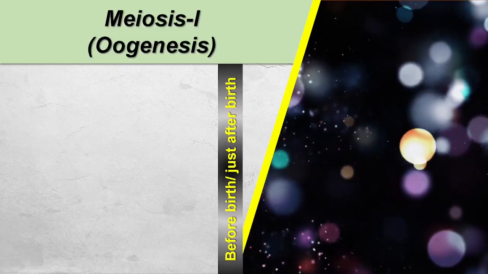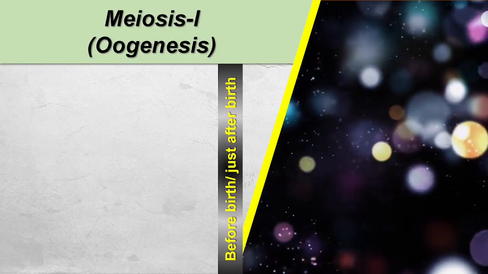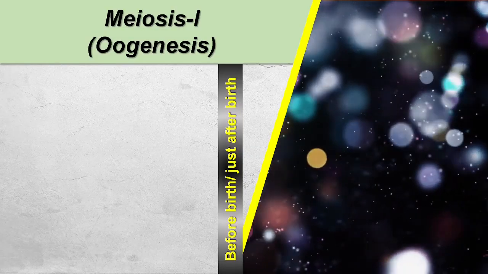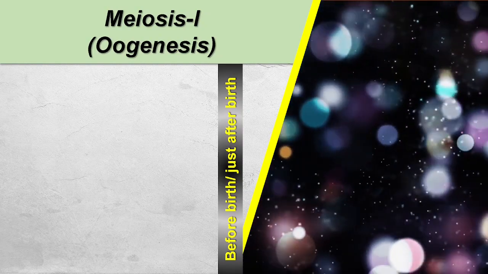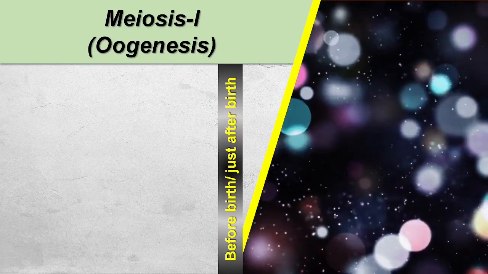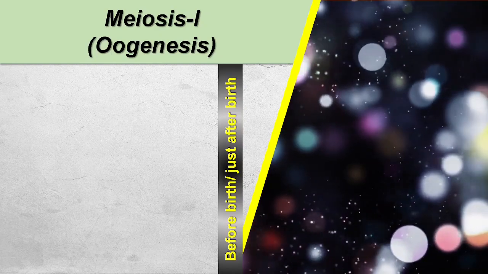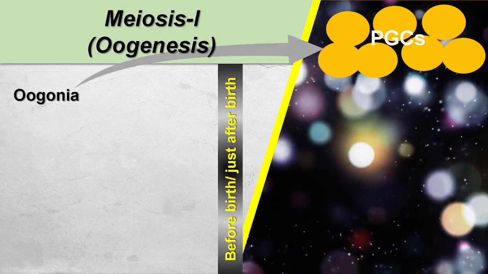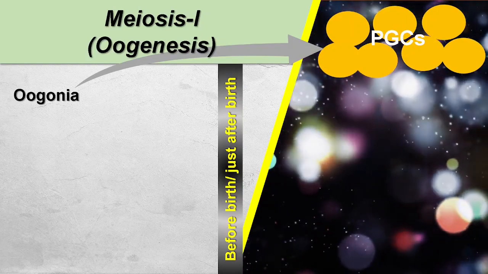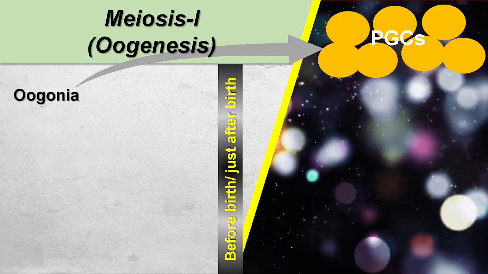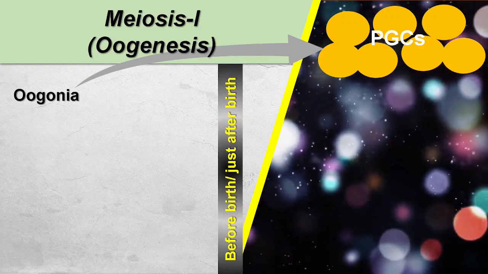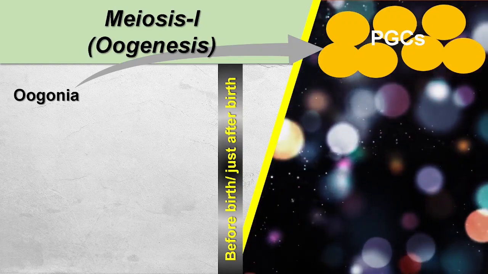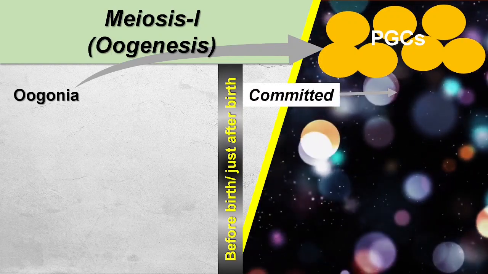So let us understand meiosis 1. First we will understand oogenesis. In this lecture we will discuss oogenesis, and if we understand oogenesis we can understand spermatogenesis very easily. When the primordial germ cell migrates to the ovary and increases in number, these cells are called oogonia. Oogonia are the stem cells of the ovary.